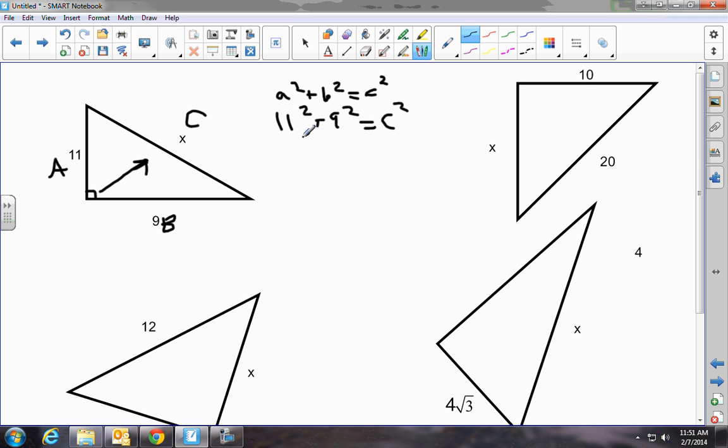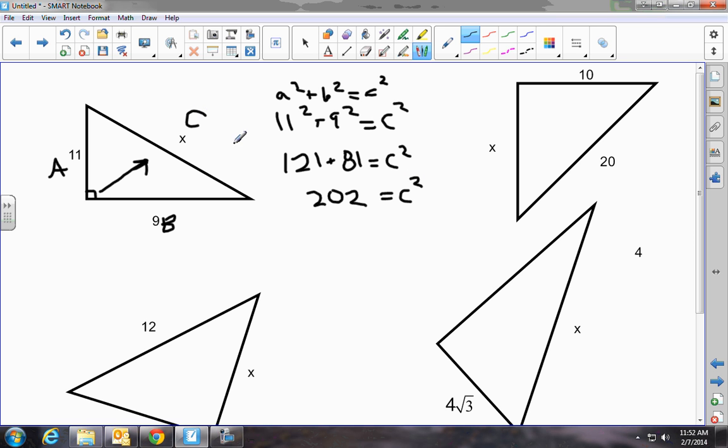Hit 11, hit your squared button. 11 squared is 121. Okay, 9 squared is 81. And we still don't know C squared. Okay? Now, when we add 121 to 81, we get 202 equals C squared.